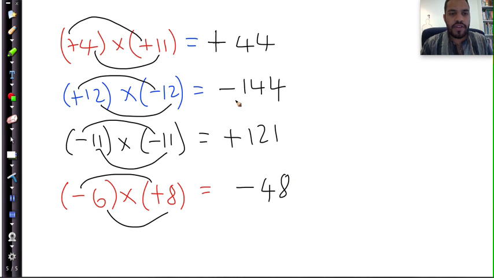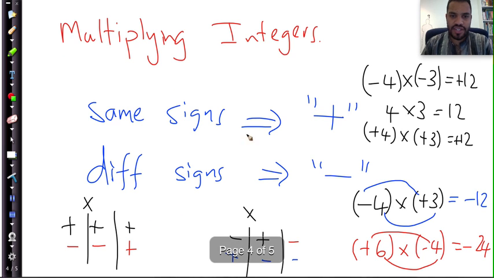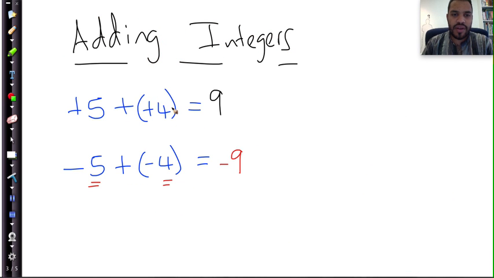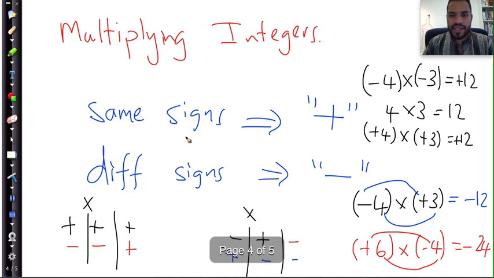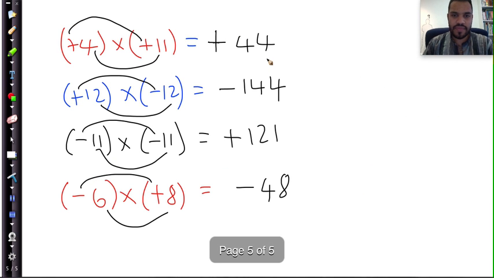Okay, so there we've got a basic introduction into multiplying integers, right? And we've also seen a basic introduction of adding integers. When we add integers that have the same sign, we keep the sign and we just add them. For example, negative 5 and negative 4, I just add the 4 and the 5 and I keep the sign, and I get negative 9. Multiplying integers, when the signs are the same, we get a positive result. When the signs are different, we get a negative result. Okay, and there we go.